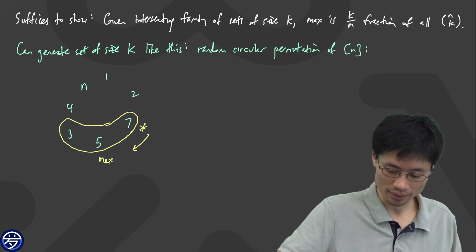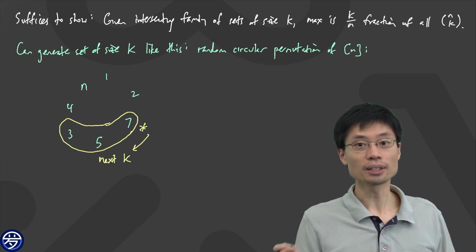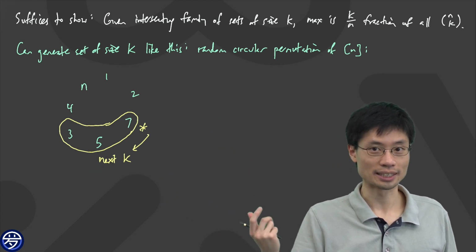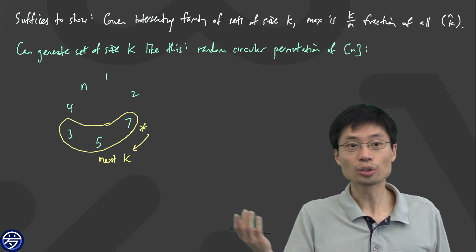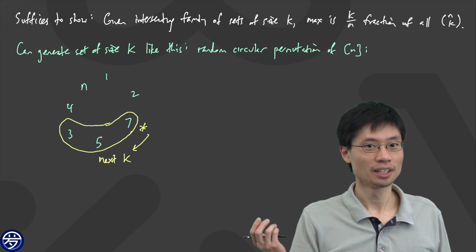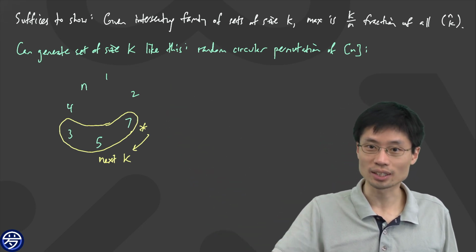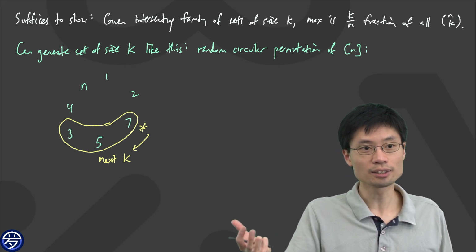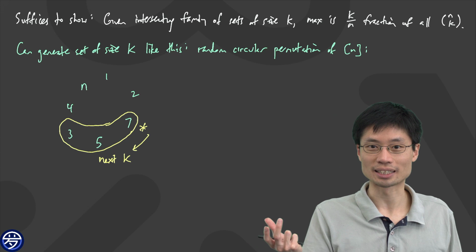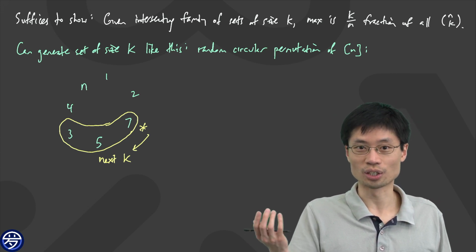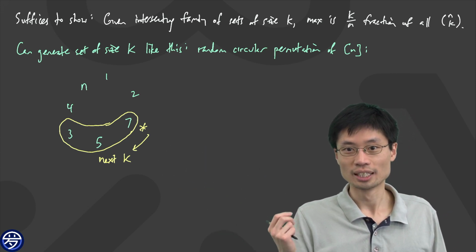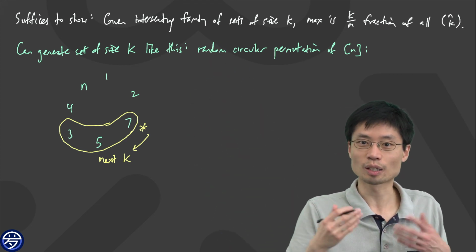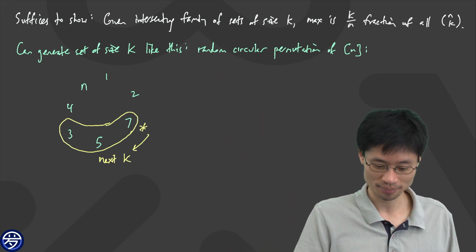Next, k. The important thing, by the way, is that this is a way of generating a random set of size k. In fact, it's a uniformly random set of size k. If I use this procedure, what spits out at the other end will, by symmetry, be as likely to be any set of size k as any other set of size k. So now I just need to show that the probability that this procedure spits out a set in my intersecting family is at most k over n.